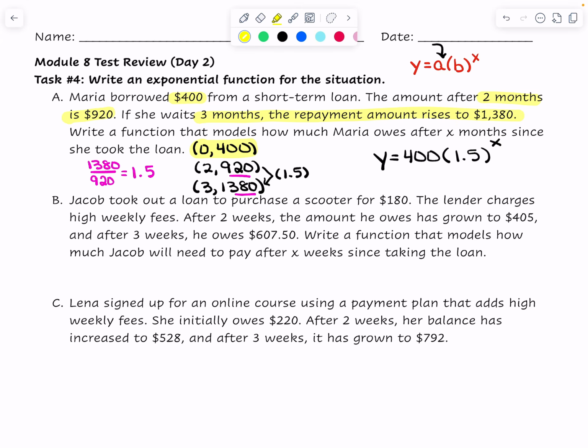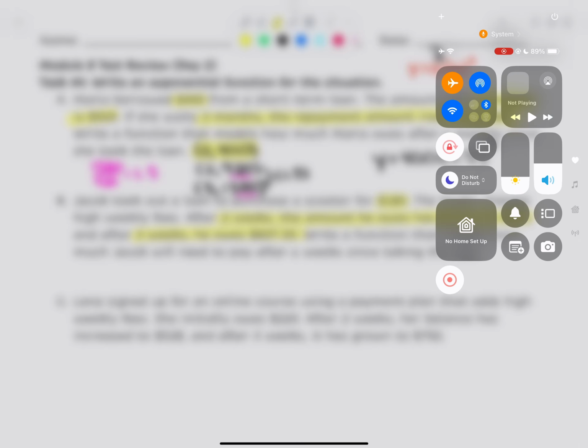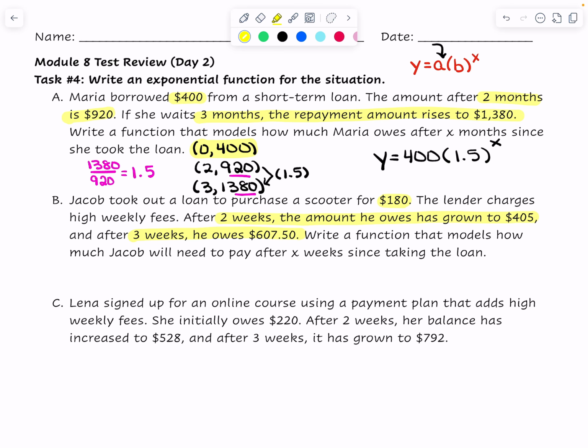So on the next one, Jacob took out a loan to purchase a scooter, and it was for $180. Now, when he took out that loan for $180, they told him that after 2 weeks, he would have to pay $405, or after 3 weeks, it would be $607.50. Okay? So when we're looking at those ones, we want to ask ourselves, which one is 1 week after the other? So we're going to be looking at week 2, which is $405. And we're going to be looking at week 3, which is $607.50.